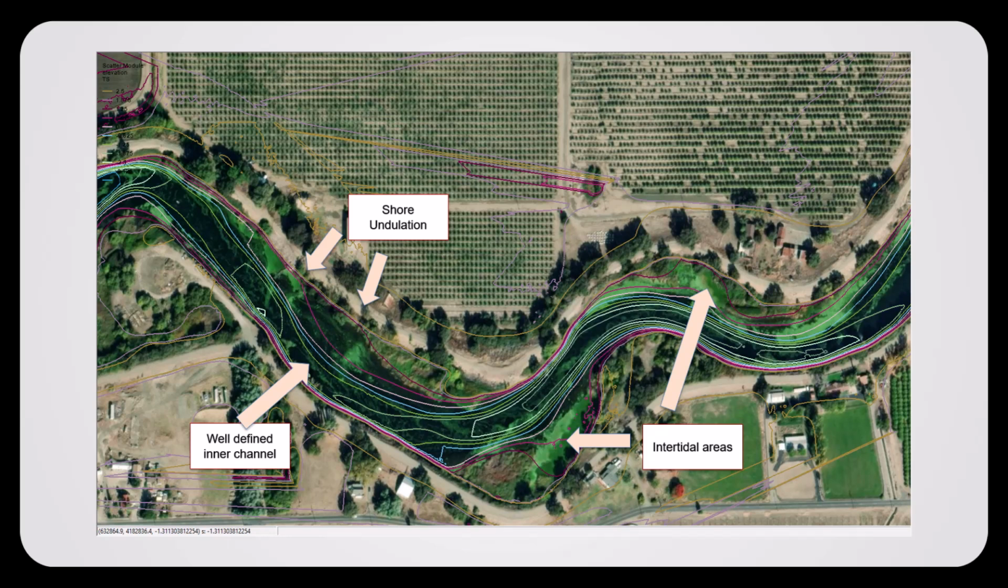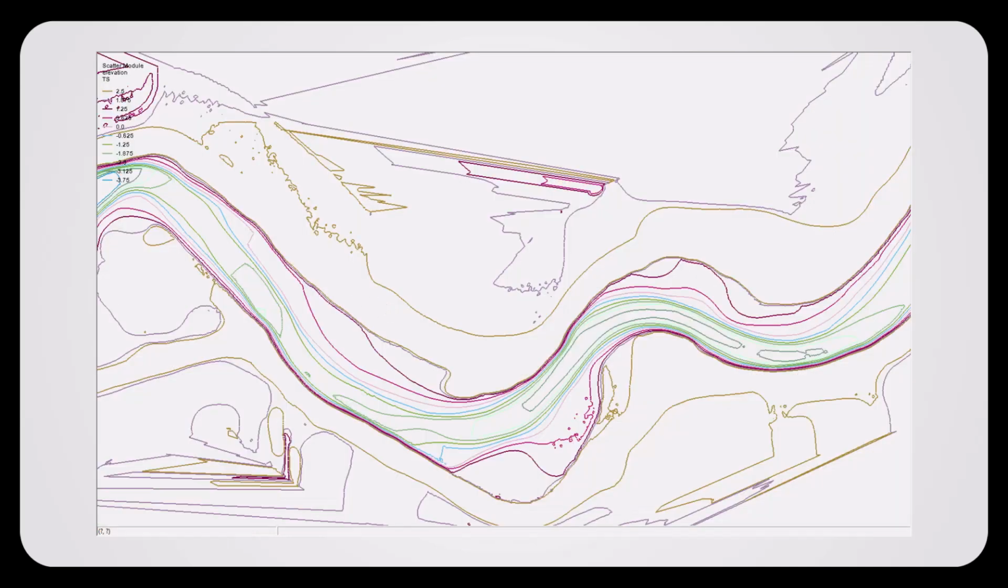So let's see how all this advice about contours comes together in an applied example with messy features such as shoreline undulation and intertidal areas that don't line up very well with the main channel. The example that we're looking at is from Old River. First, I'll get rid of the background map so that we can focus in on the contours.